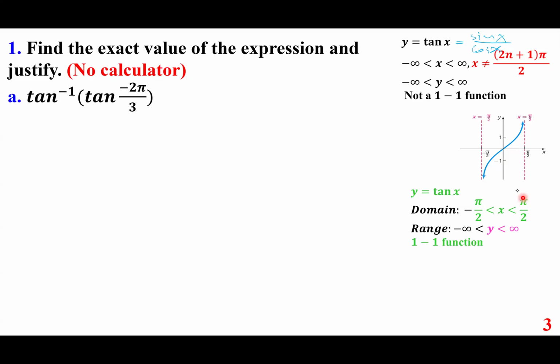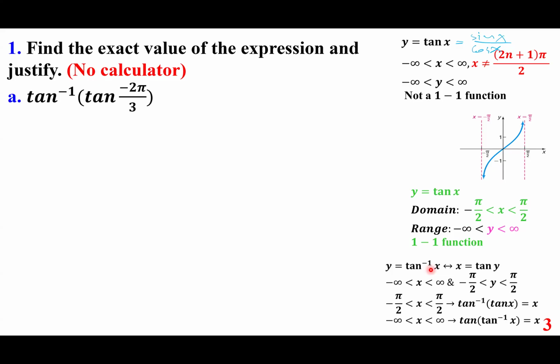So, y equals tan x. Domain, we restrict it from negative pi over 2 to pi over 2. The endpoints are not included. Range remains as all real numbers. Now, it's a one-to-one function. Therefore, y equals tan inverse of x means x equals tan y. X is between negative and positive infinity. Y is between minus pi over 2 and pi over 2.